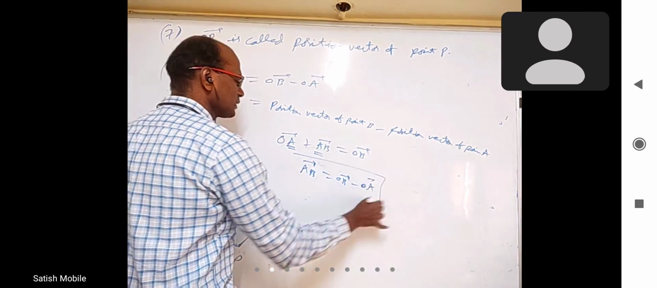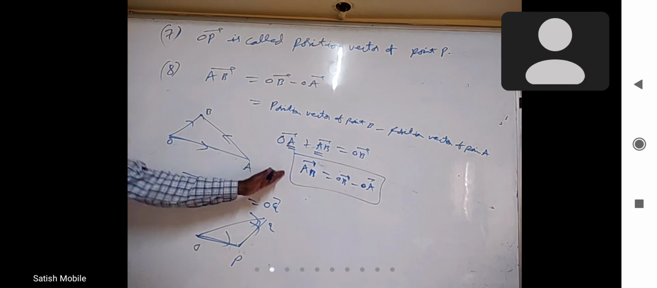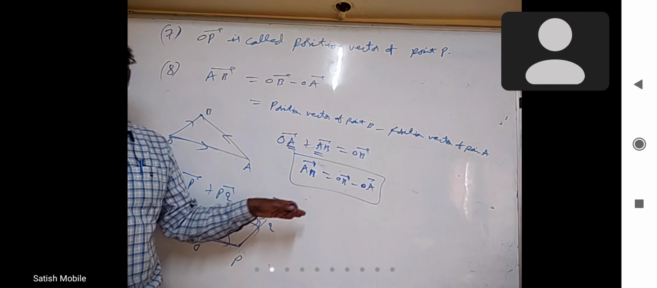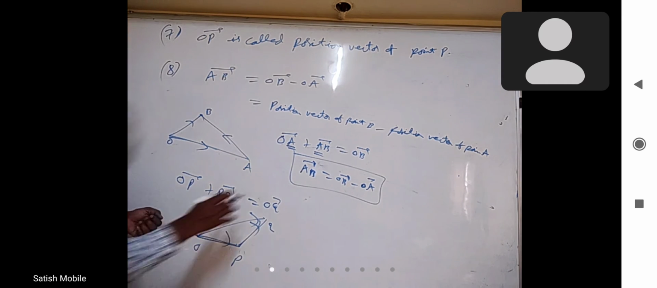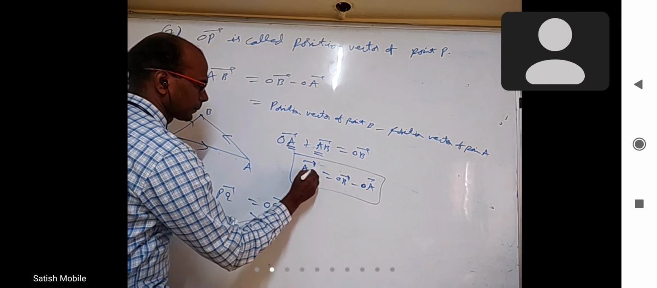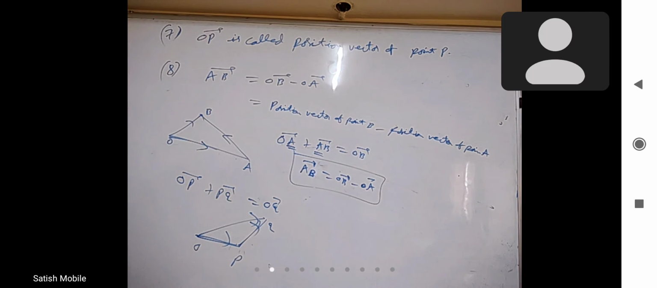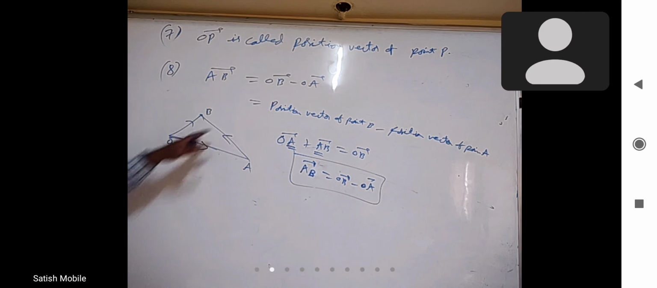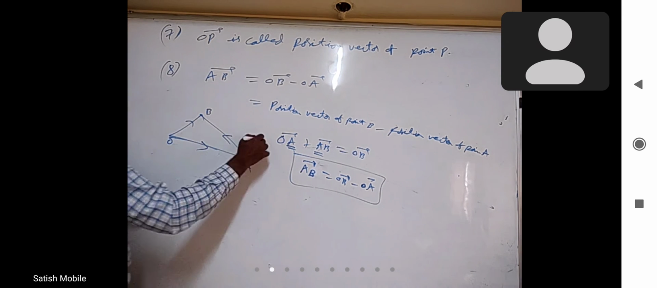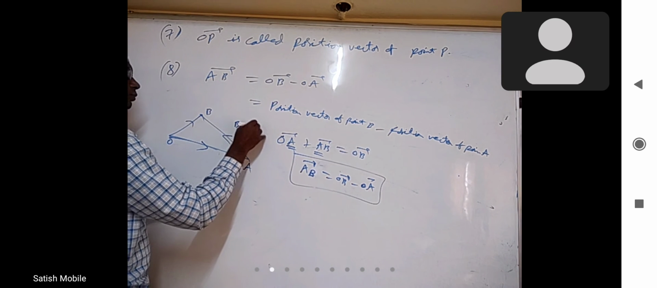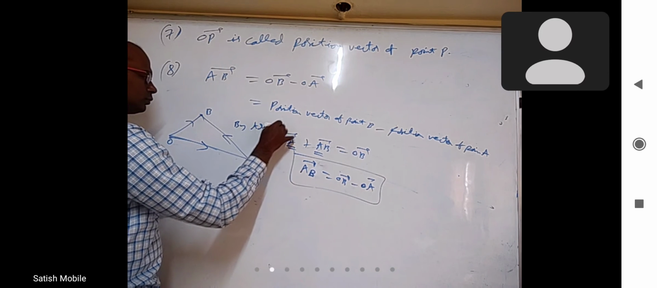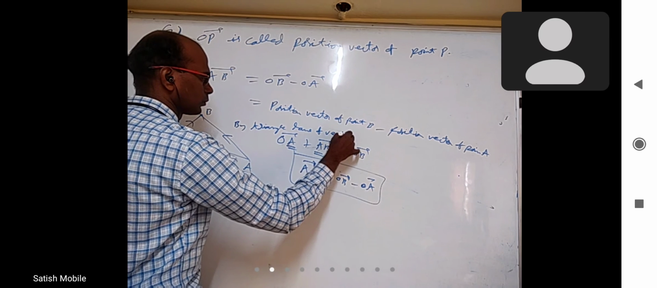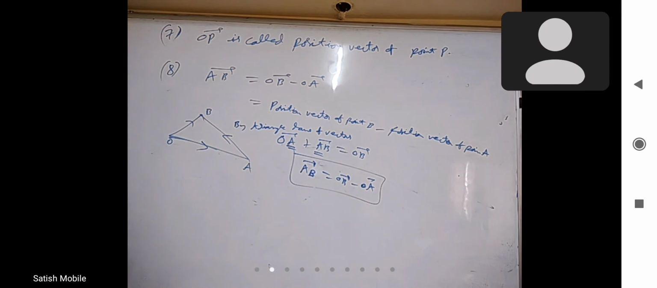We will be using this repeatedly. Whenever you want MN bar, you have to write ON bar minus OM bar. Position vector of second point minus position vector of first point. Okay, just write this statement and the explanation for that. Okay, this we could write by triangle law. By triangle law of vectors, OA plus AB is OB, send OA to the other side.